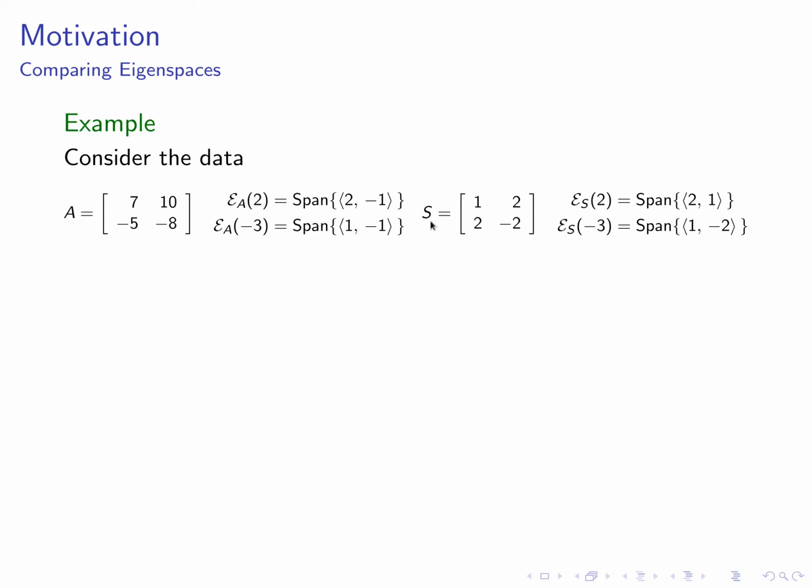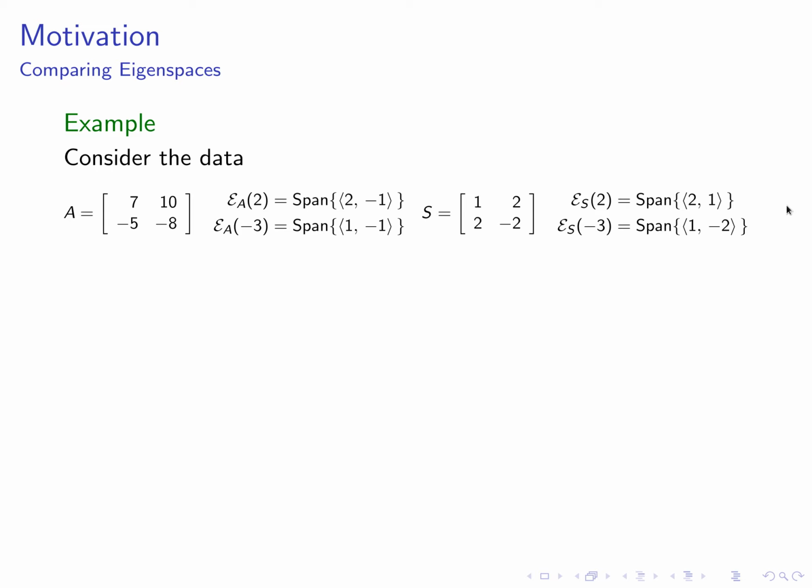The matrix S is a different matrix, although it's still 2x2. And this matrix S has the same eigenvalues as A. The eigenvalues are 2 and -3, and the dimension of the eigenspace for lambda equals 2 of S is 1, and that space is spanned by the single vector (2, 1). And the eigenspace for lambda equals -3 is also one-dimensional, with basis vector (1, -2).